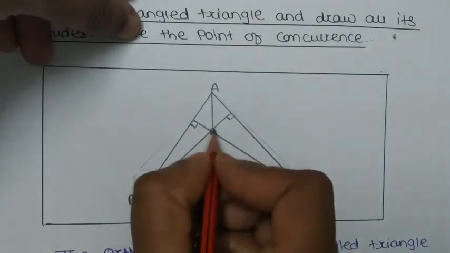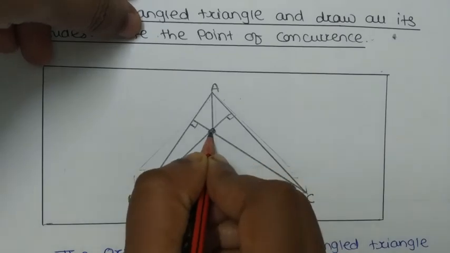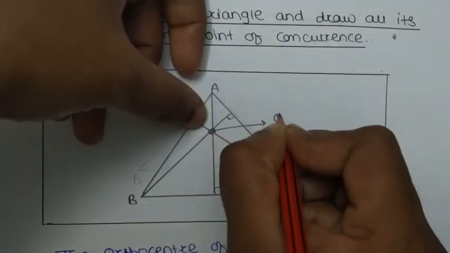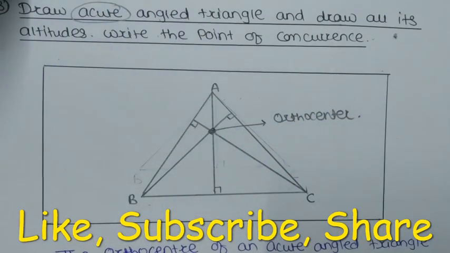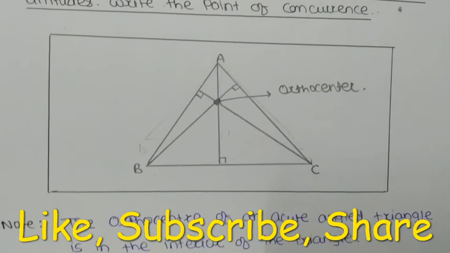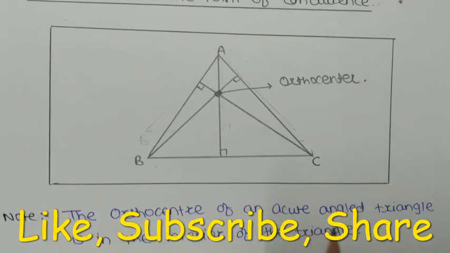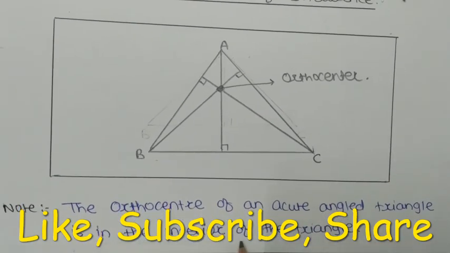Clear? So this point is the intersection of all the altitudes, so therefore it is called the orthocenter. That means when we talk about the acute angle triangle, the orthocenter is in the interior of the triangle, meaning inside the triangle, correct? So therefore we can note that the orthocenter of an acute angle triangle is in the interior of the triangle. Okay, so we have discussed what is meant by the altitude and what are the locations of the orthocenter.